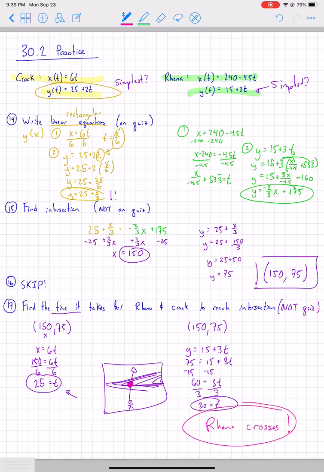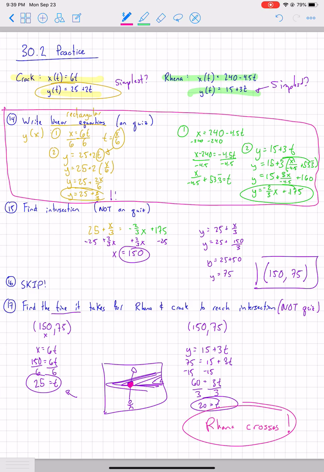What you really need to focus on for the quiz, for what you really need to understand, is just number 14, how to combine an x and a y in parametric to create a linear or rectangular function.